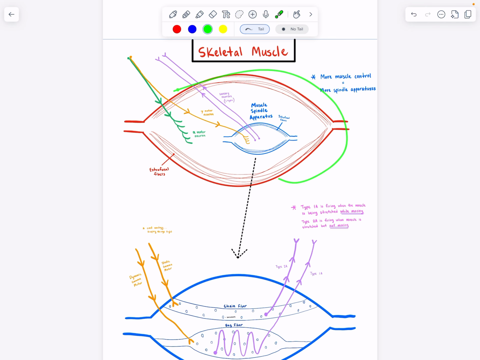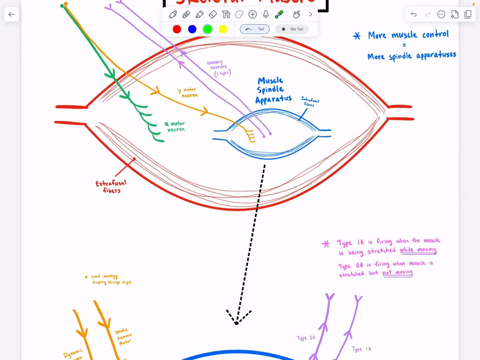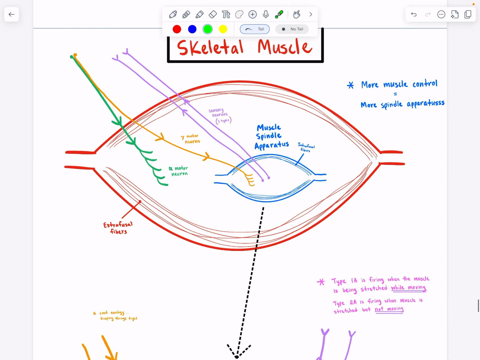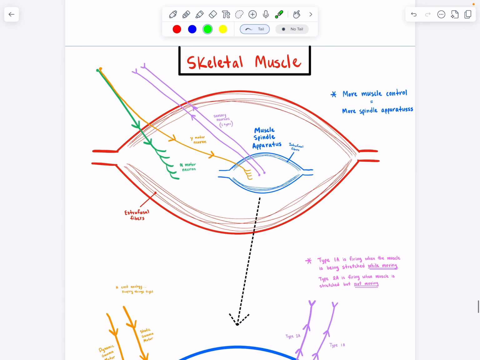So to explain that, we'll look at a muscle here. If we have this muscle right here, inside each muscle, we have these things called muscle spindle apparatus, I don't know, a muscle spindle apparatus, but we have a bunch of them. And basically we have two motor neurons coming to this muscle, one to the muscle spindle apparatus and one to the alpha motor, one to just the muscle in general. This is the gamma motor neuron, this is the alpha motor neuron. And we have sensory going back.